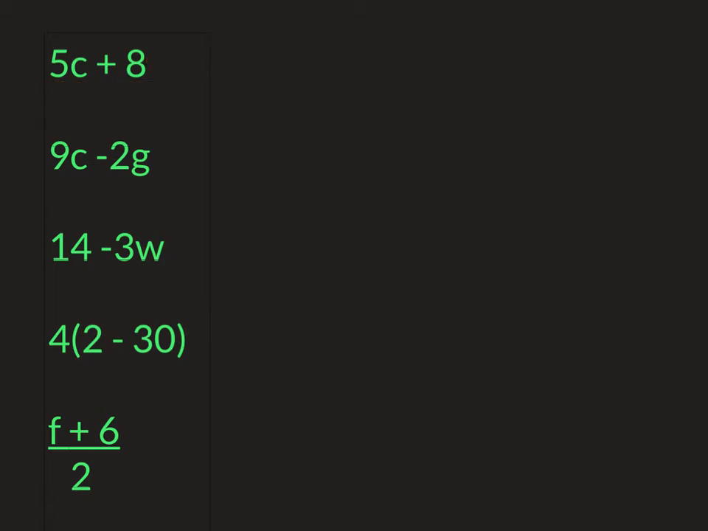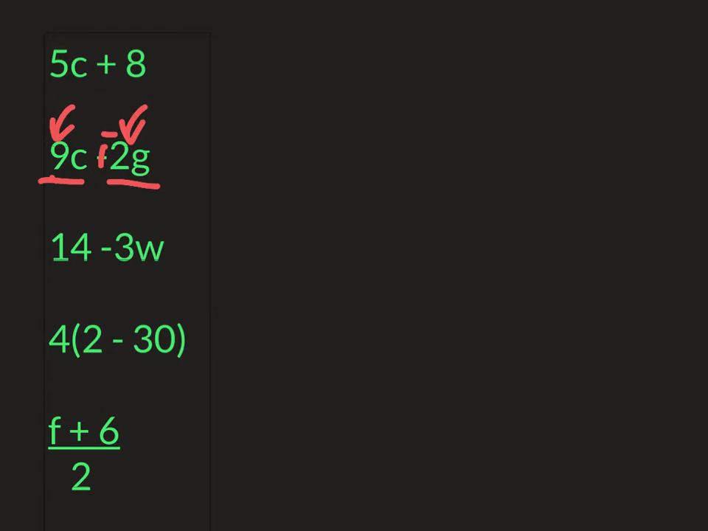On that second one, let me do leave, change, opposite. Now when I look at that, I have two terms. 9c is a variable term and negative 2g is a variable term. There is no constant term this time. This time I have two different variables, c and g, and I have two different coefficients. 9 is the coefficient for c and negative 2 is the coefficient for g.